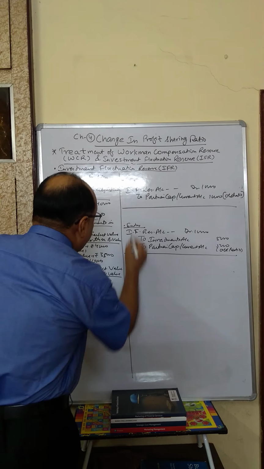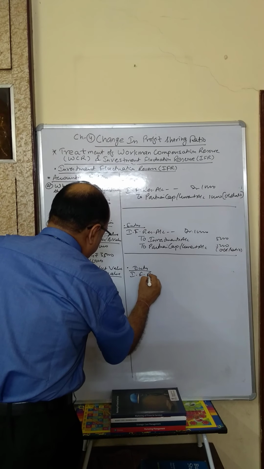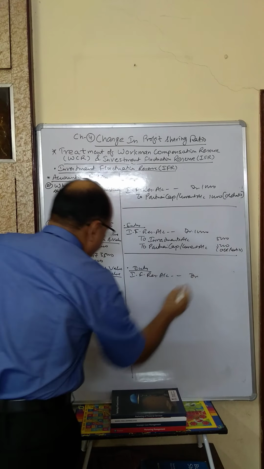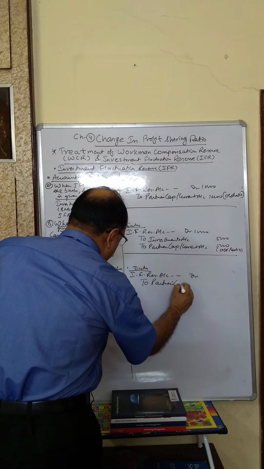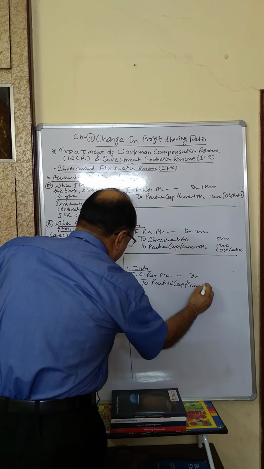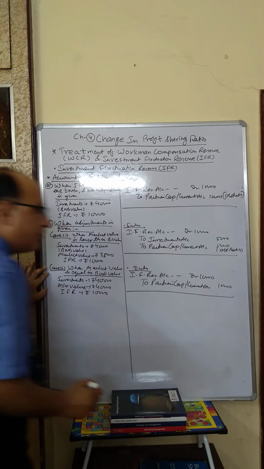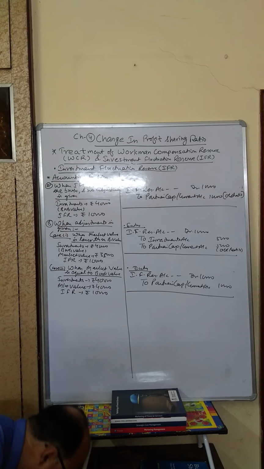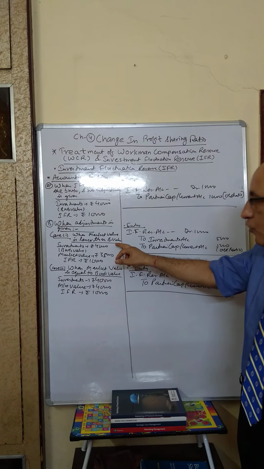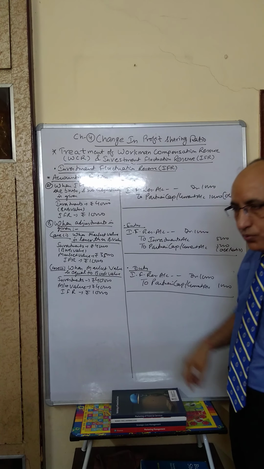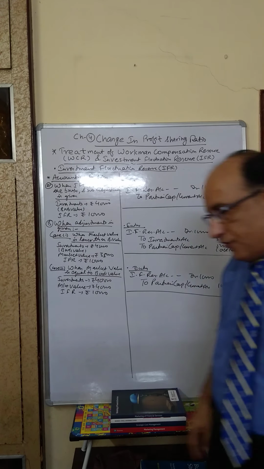So in this case, what happens? The entry will be investment fluctuation reserve account debit to partners capital or current account, 10,000 debit, 10,000 credit, in the old ratio. Since there is no loss, nothing should be written off from the IFR. The first case was market value lesser than book value. Now it is equal to book value. So 10,000 will be distributed between the partners, right, in the old ratio.